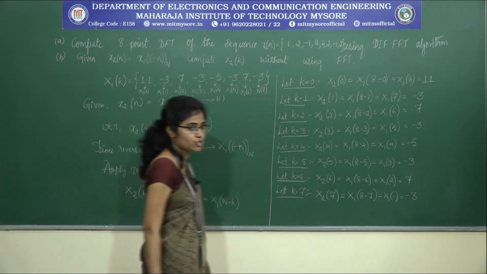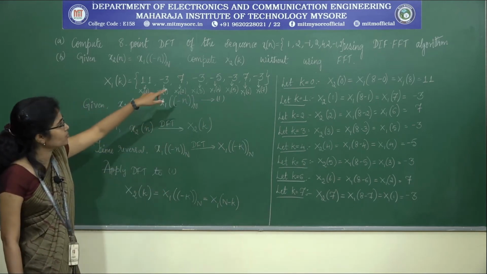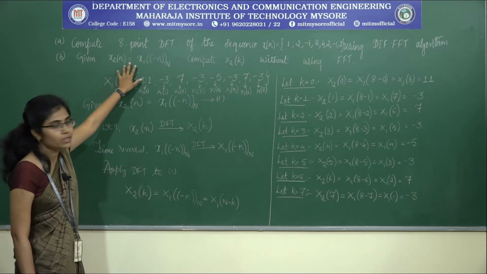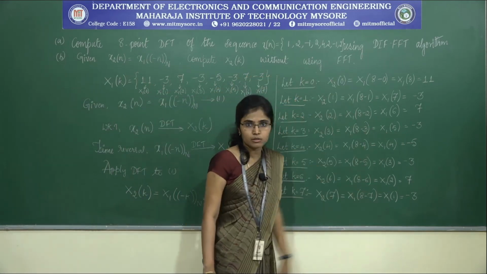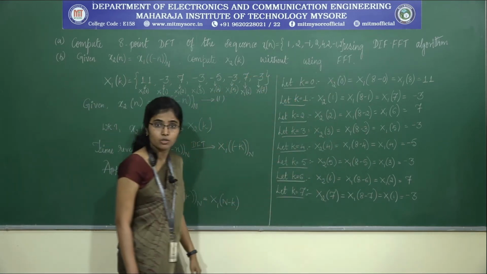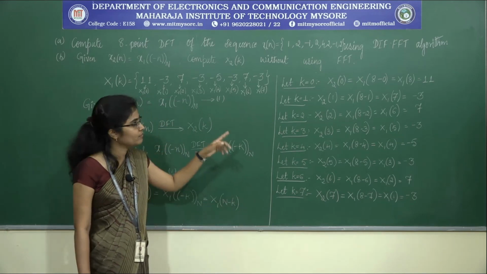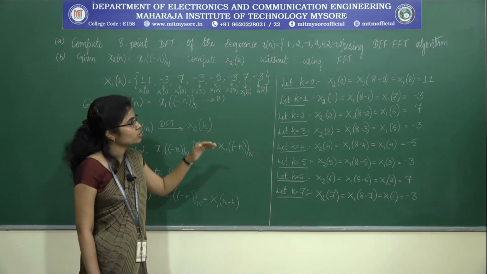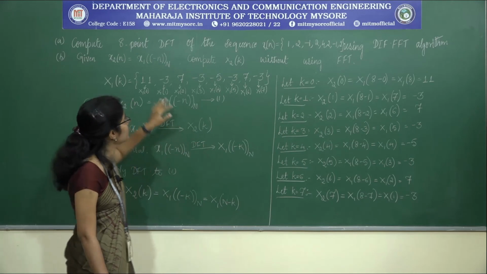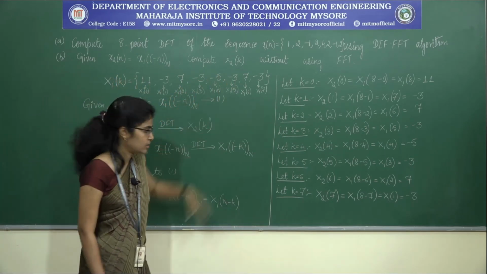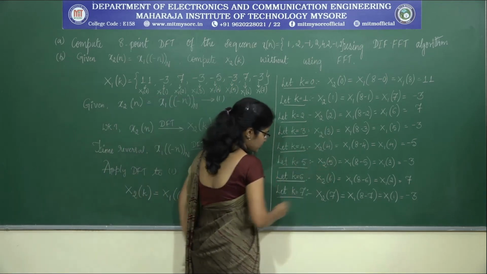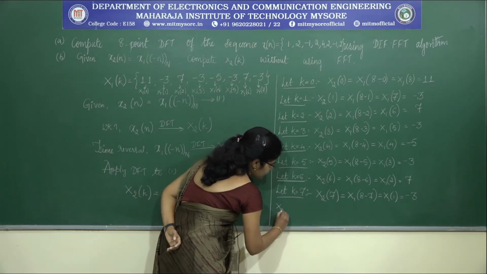Okay. What was the question? The question was to compute x2 of k with the help of this given relationship without using FFT algorithm. So, did we use FFT algorithm? No, we used the properties of DFT and we deduce what is x2 of k. So, like this we can solve problems if they give any relationship and if they tell you to find out the DFT.